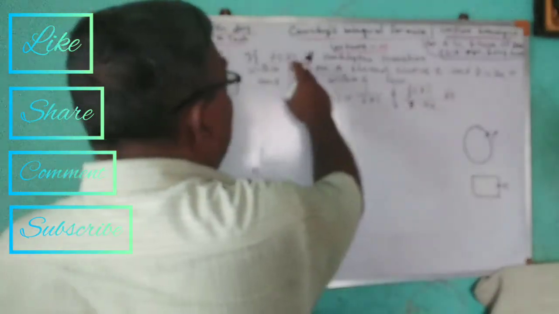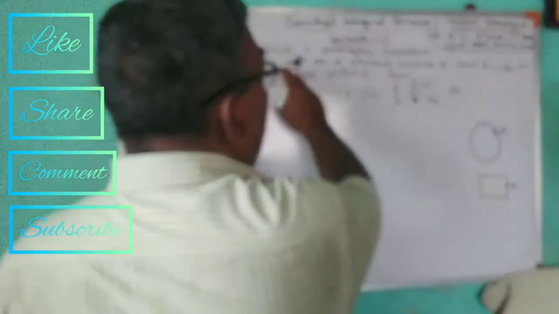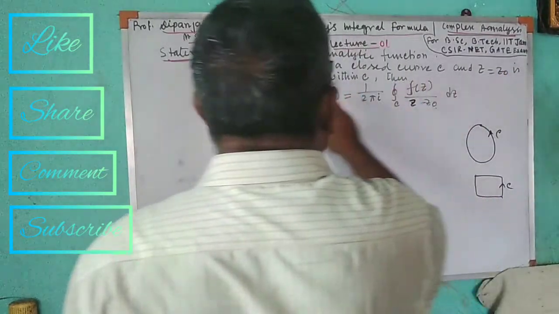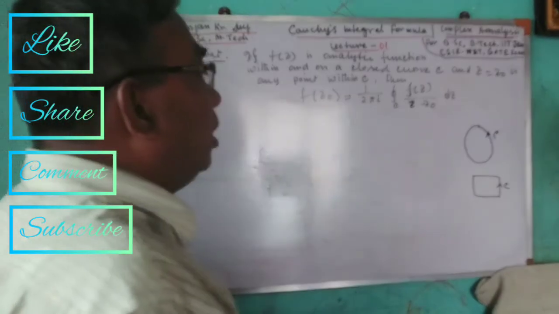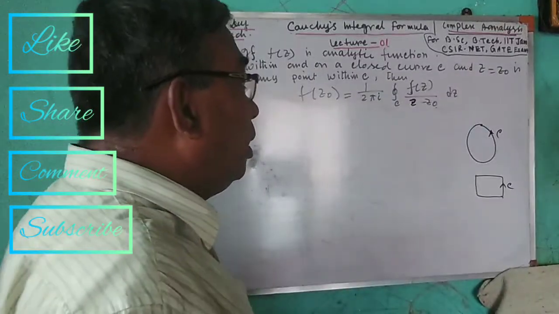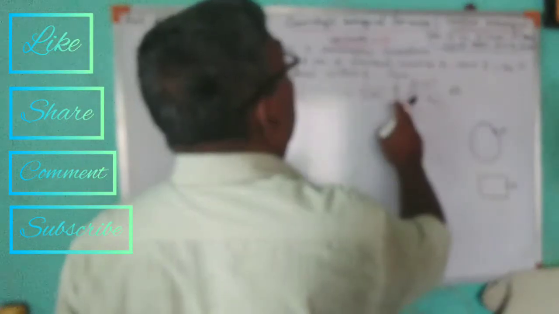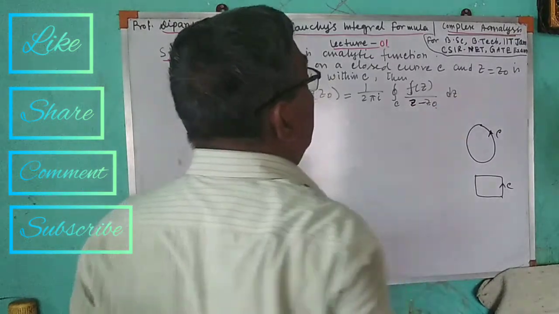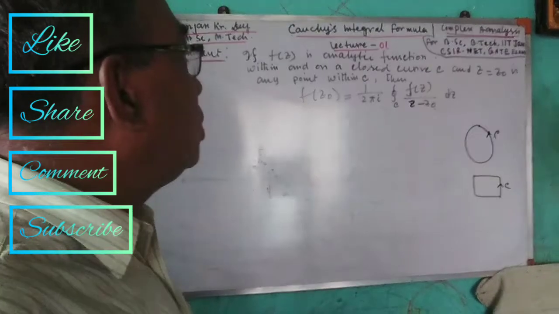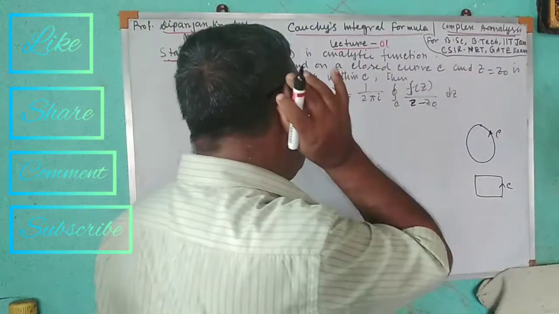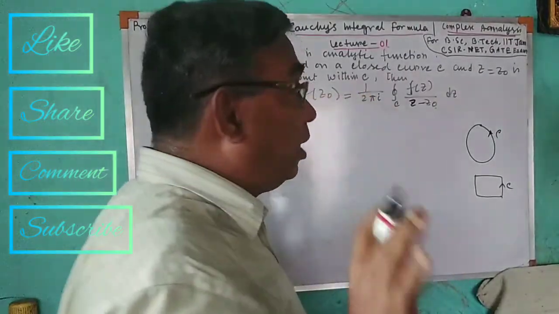So f(z) is an analytic function within and on a closed curve C, and z equal to z0 is any point within C. Then f(z0) equals 1 by 2 pi i times the integration of f(z) by (z minus z0) dz. So this is actually Cauchy's integral formula. Be careful, first lecture.